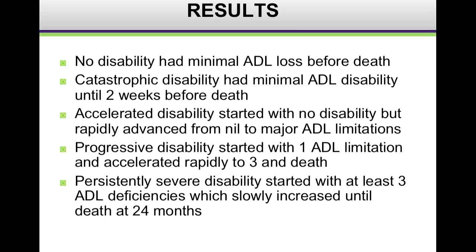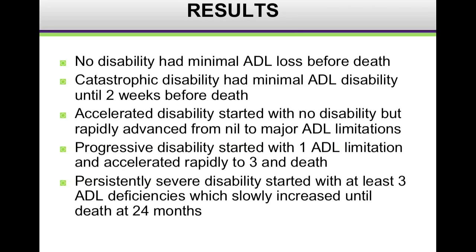Accelerated disability started with no disability, but rapidly advanced from nil to major ADL limitations. So they started off with no problems, but rapidly accelerated to major disability and death. Progressive disability were those who started off with limitations. These were those who were already impaired. They had 1 ADL limitation at the entry of the study, and this accelerated rapidly to 3 at the time of death. And persistently severe disability started at the beginning of the study with at least 3 ADL deficiencies, and this slowly increased until death at 24 months. They started at a higher level of disability and gradually increased until death at 24 months.